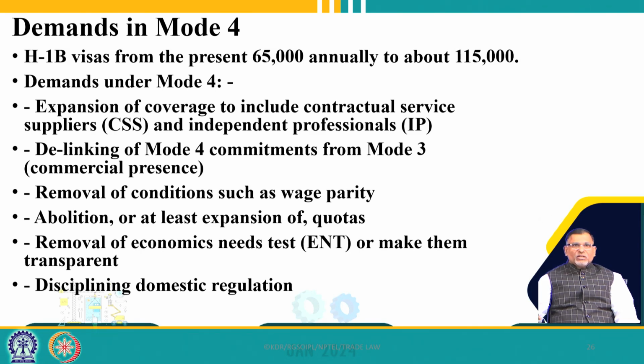is delinking of mode 4 supply from mode 3, because if you have commercial presence, then your persons, the foreign persons, should come for running it, at least with some limitations. So, the people are asking for delinking the movement of people under mode 4 from mode 3 commercial presence. So, if you allow commercial presence and if you do not allow a foreign person to come and sit here, then I think this is connected.